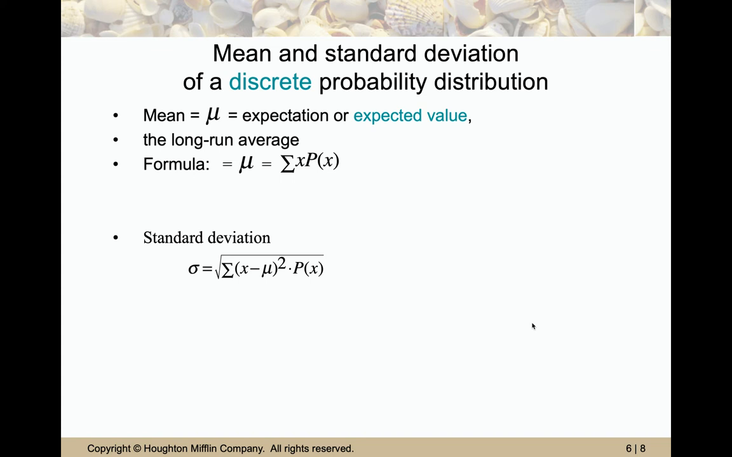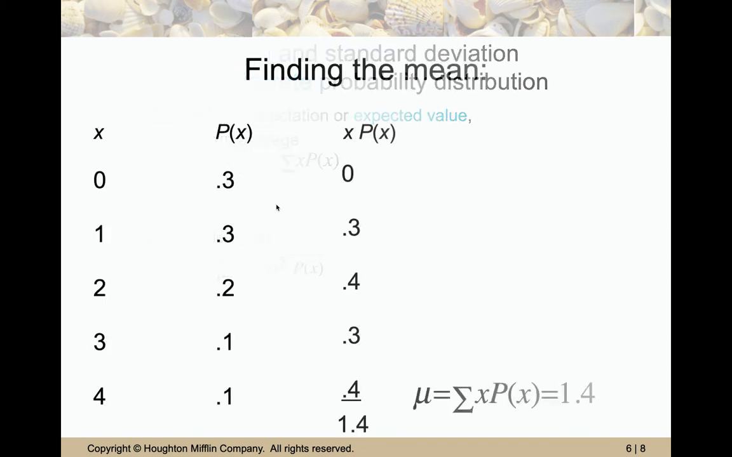And our formula for it is the sum of x times p of x. So you're going to take each value of x and multiply it by its corresponding probability and then add all of those up. The standard deviation uses the mean. We're going to have the square root of the sum of the difference between each observation and the mean, and we're going to square that, and then we're going to multiply by the probability of x.